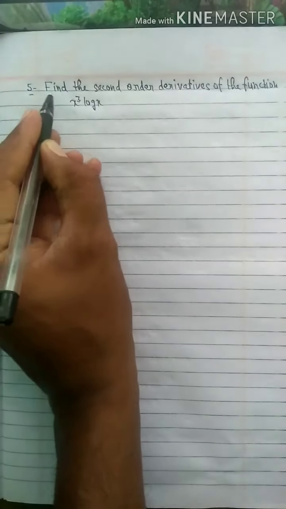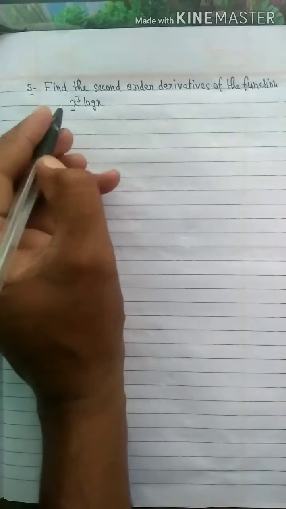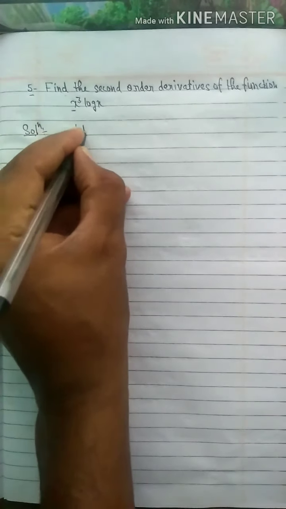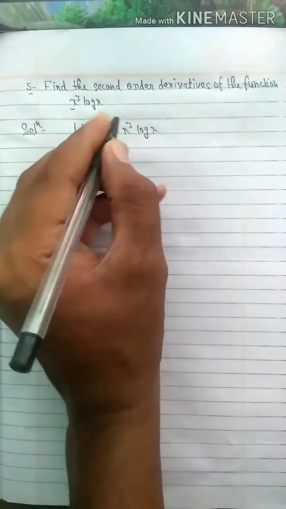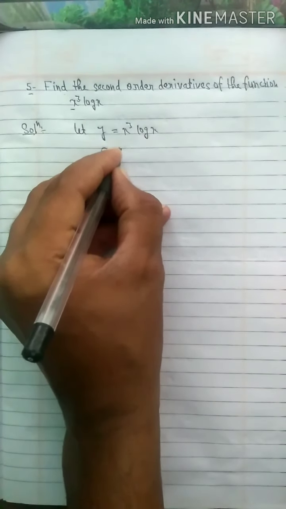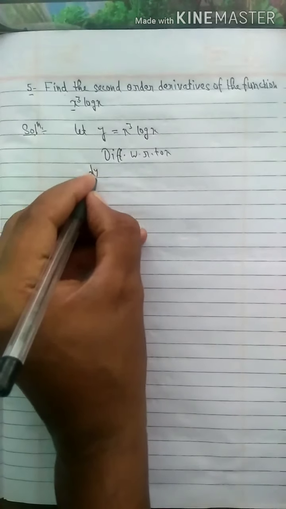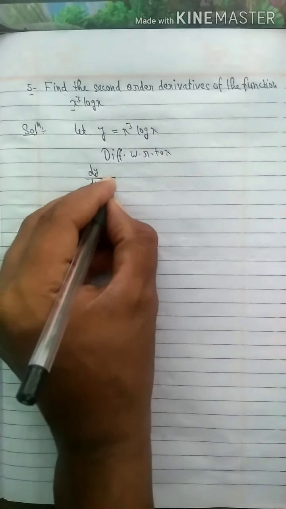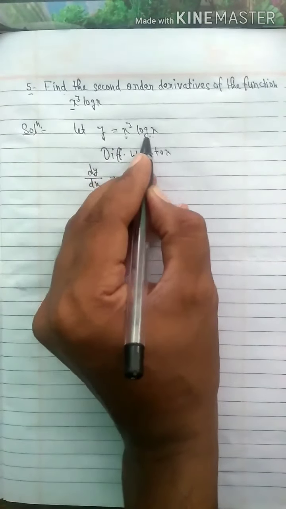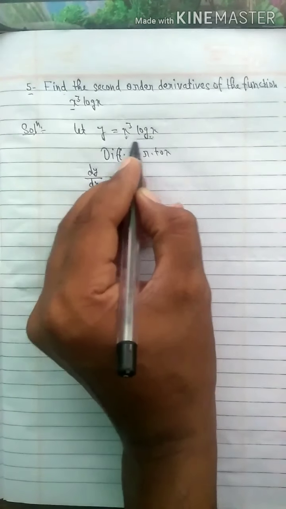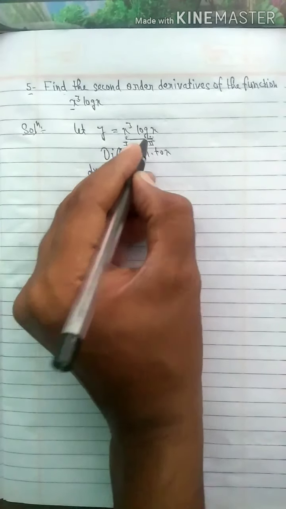Question number 5. Find the second order derivatives of the function x cube log x. Let y equal to x cube log x, and now differentiating with respect to x. So dy by dx equal to, and see here the function is in the form of multiplication, so using the product of two functions. This is the first function and this is the second function.